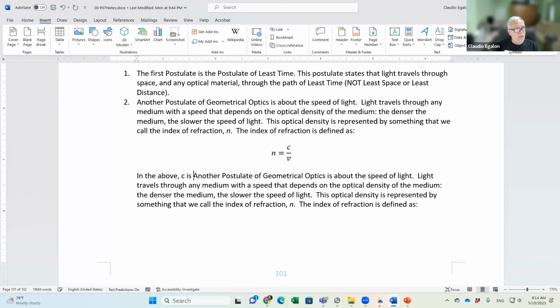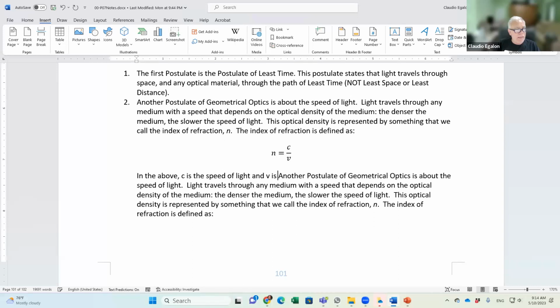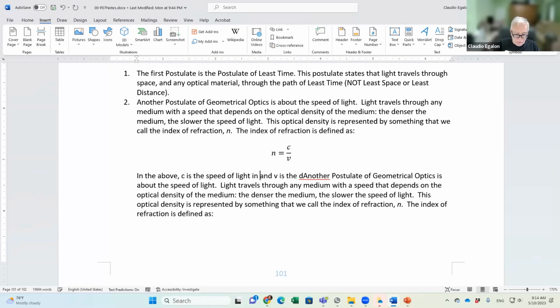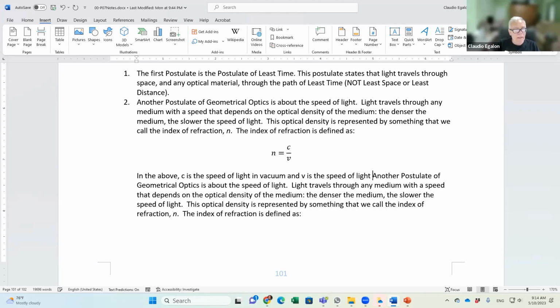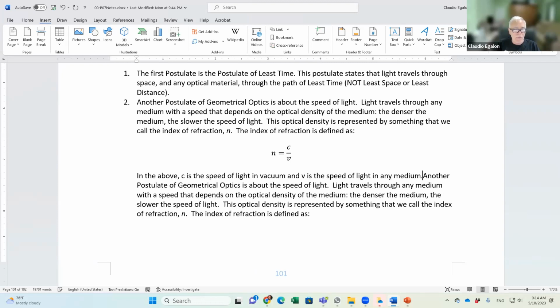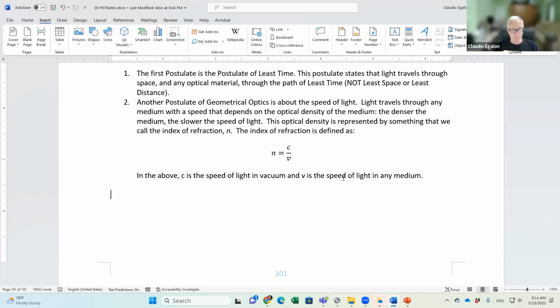In the above, C is the speed of light in vacuum. Okay, very important. And V is the speed of light in any medium. For the sake of this course, N is always greater or equal than 1. What does it mean? It means that light cannot travel faster than 300,000 kilometers per second. Okay, for the sake of this course.